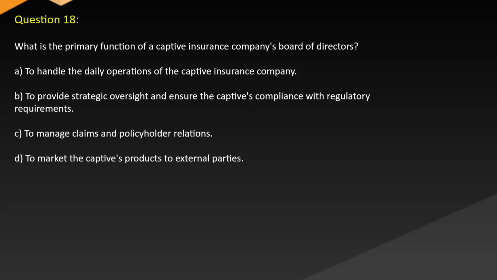Question 18. What is the primary function of a captive insurance company's board of directors? A. To handle the daily operations of the captive insurance company. B. To provide strategic oversight and ensure the captive's compliance with regulatory requirements. C. To manage claims and policyholder relations. D. To market the captive's products to external parties.